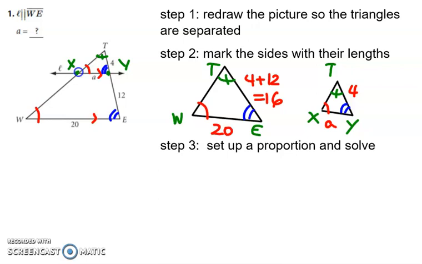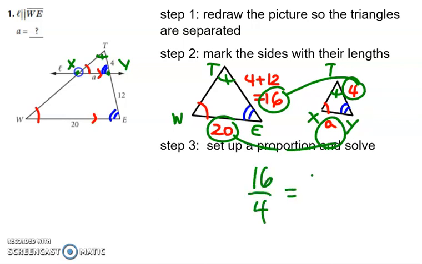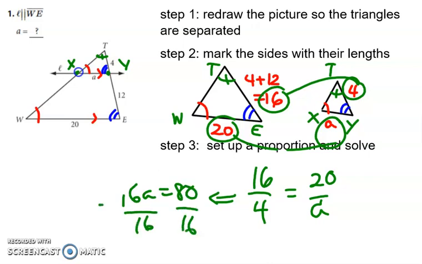So as a proportion, by setting the triangles up so that they have the same orientation, the red angles in the bottom left, the blue angles in the bottom right, we can set up a proportion by identifying the corresponding parts. So we go 16 goes to the 4 as 20 goes to A, so that's the proportion. And when we did proportions, we cross multiply. So when we cross multiply, we get 16A is equal to 80. And then if we divide both sides by 16 to get the A by itself, we end up with A having a value of 5.